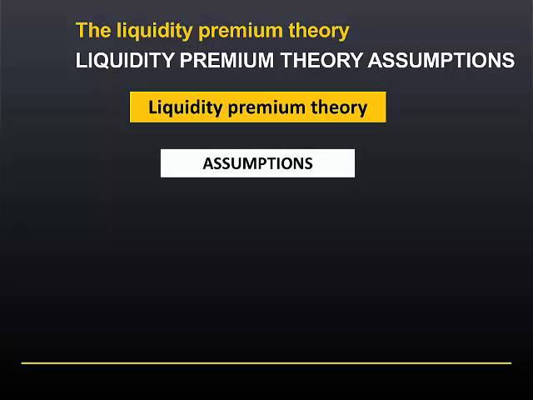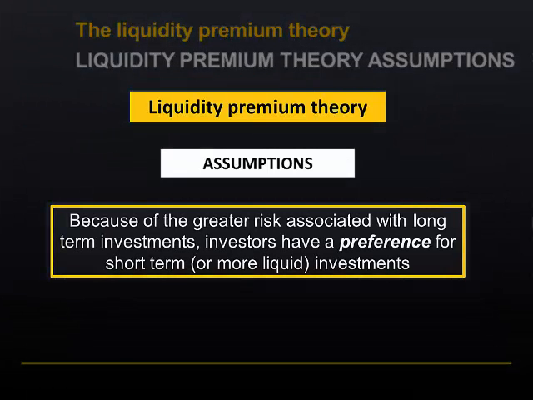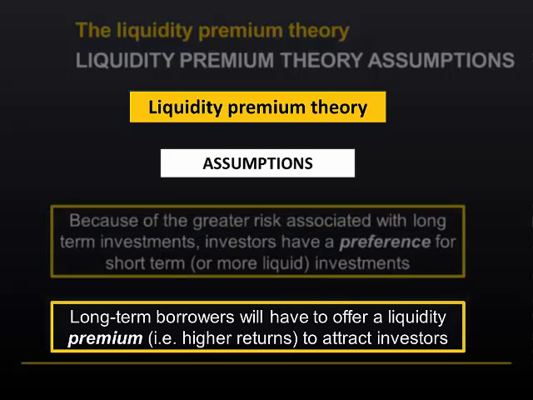If long-term investments are riskier, we can therefore assume that investors have a preference for short-term investments. To an extent, they still look for value, but they also have a preference for short-term or more liquid investments. However, some borrowers will still want to borrow long-term, so they are going to have to offer slightly higher interest rates to attract investors towards long-term investments.